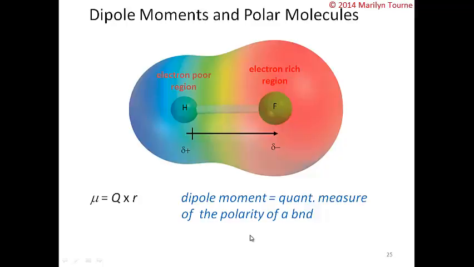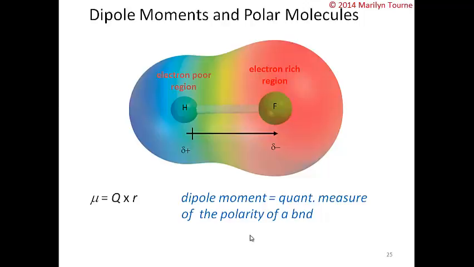Hey guys, I start this video with section 10.2 and it's talking about dipole moments. So back in chapter 9 we learned that hydrogen fluoride, which is what I'm showing you here, is a covalent compound because there's sharing of electrons, but this bond is polar because there's much more electron density around that fluorine than there is around the hydrogen.